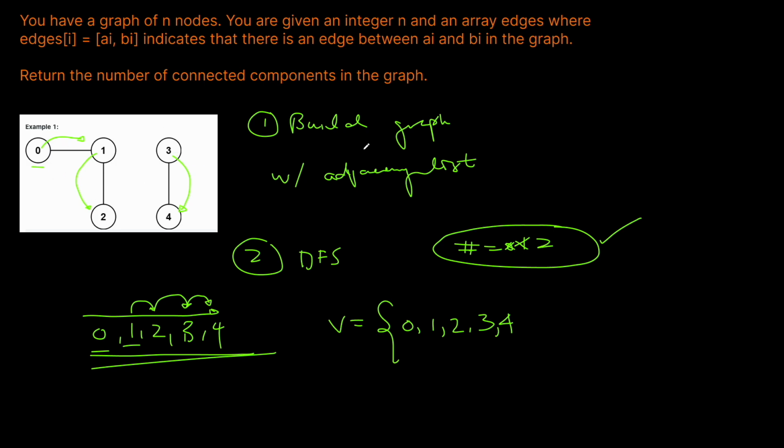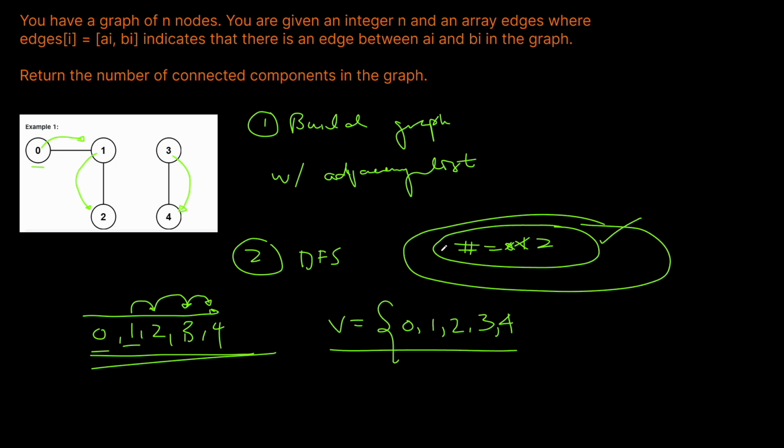So like I said, what we want to do is build the graph first with an adjacency list. The second thing is we're going to start a DFS from all the nodes in the graph, assuming that they haven't already been visited. And if they haven't been visited and we can start a DFS there, then we want to increment our count of the total number of connected components by 1. And at the end, we're simply going to return that as our answer.